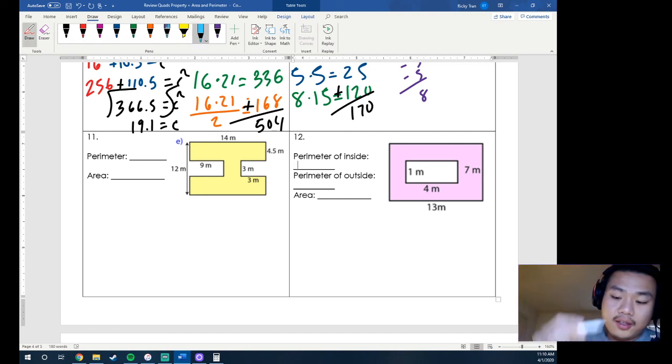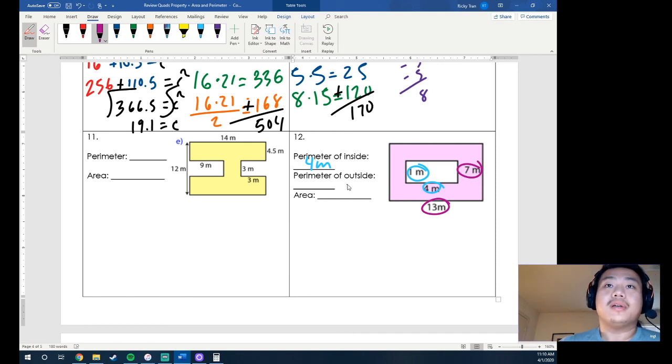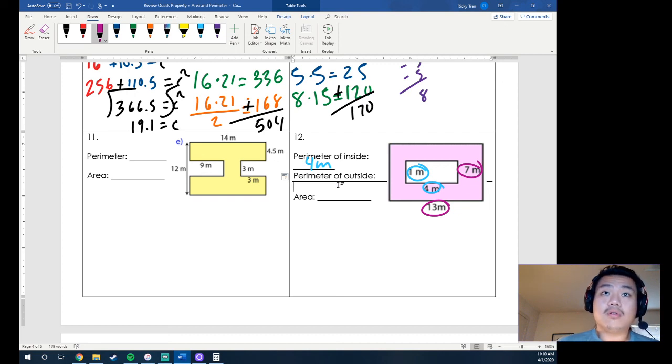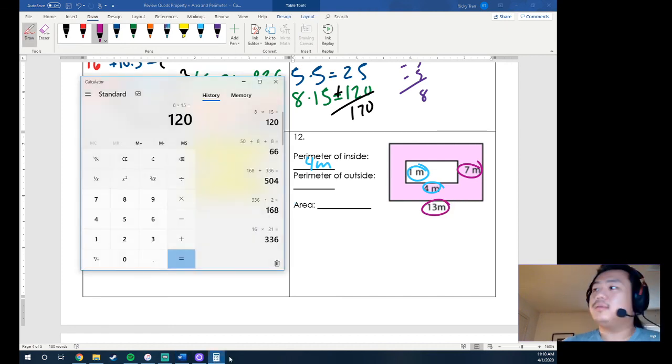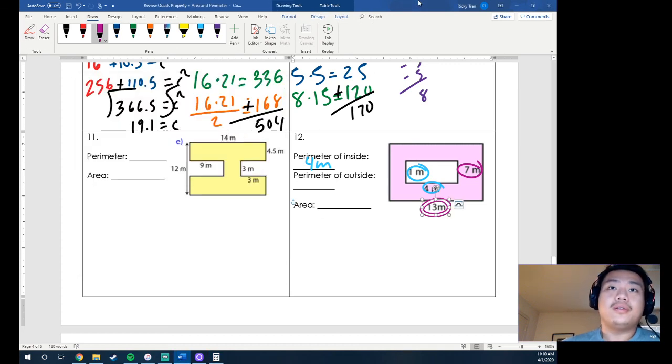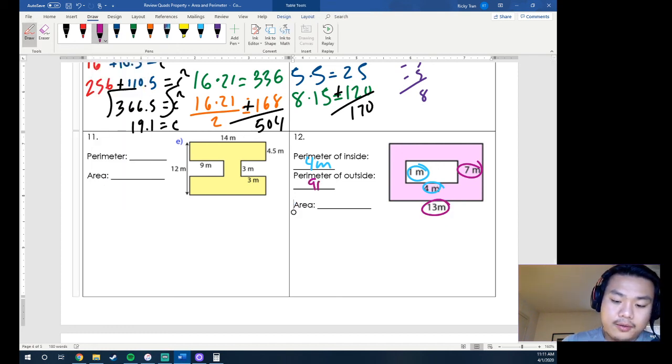Easy. Look at this. The perimeter of the inside is just 1 times 4, or 4 meters. Okay? Perimeter of the outside is just 7 times 13. I don't know that off the top of my head, actually. I need more room. There we go. Okay. 7 times 13, 91. So the perimeter of the outside is 91 meters.